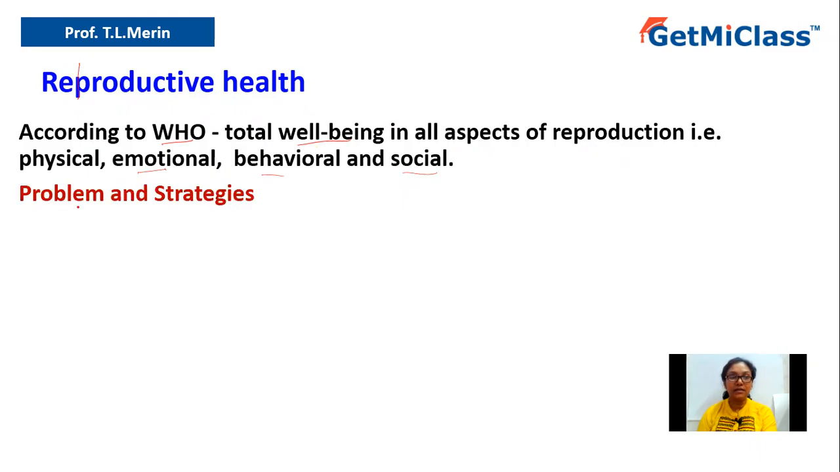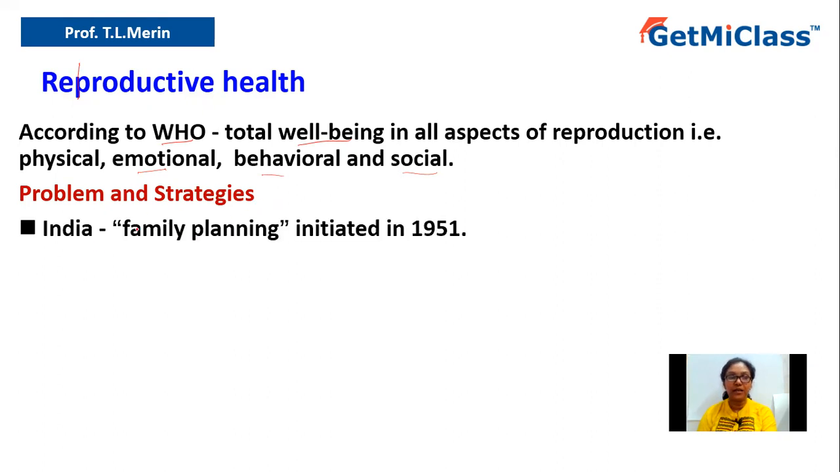Okay. Then problems and strategies. So why are we so bothered about reproductive health? So what is happening and what are the problems here and what are the strategies to solve it? So when we say reproductive health, we are actually talking about the way a person's reproductive system is functioning, whether it is functioning properly or not, or how is the reproduction happening in a population? Is it more than what is required, or are there people who are not able to reproduce? So what are the strategies or what are the plans?